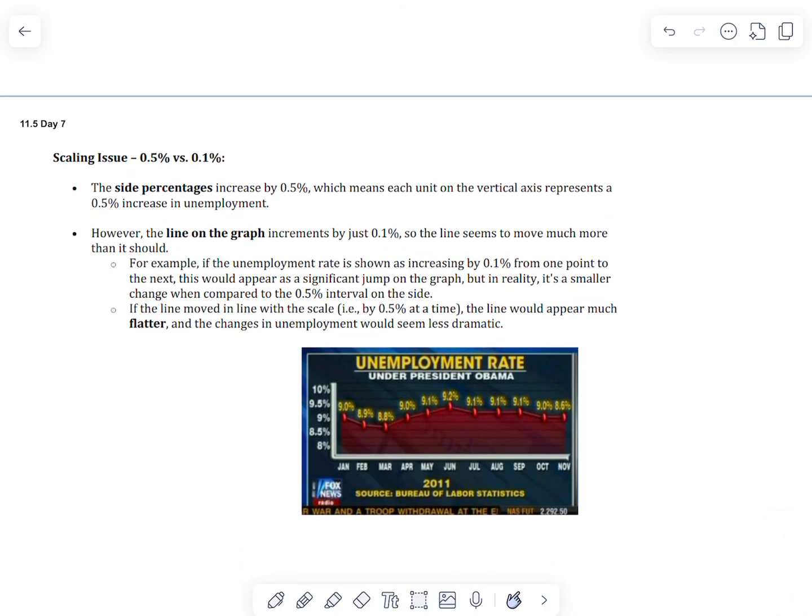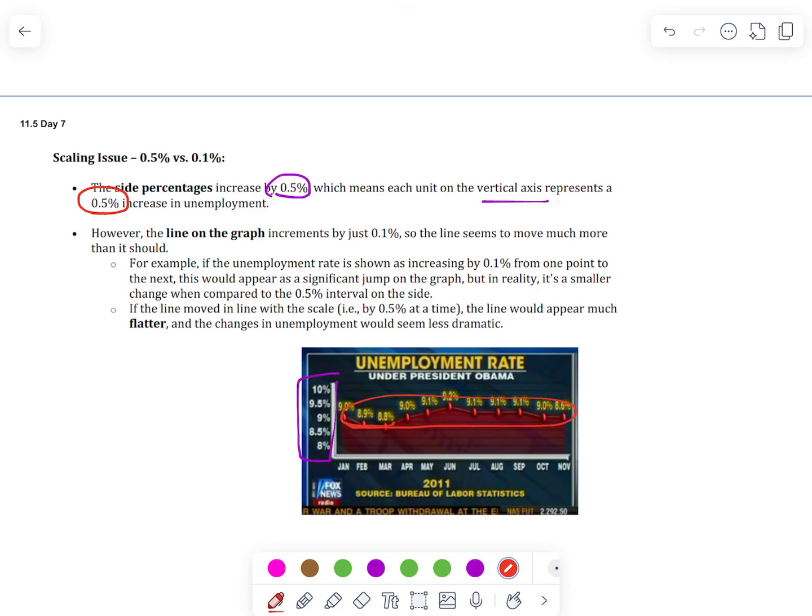The side percentages increase by 0.5% on the vertical axis again. So on the vertical axis, so that's this axis here, where the actual increase is 0.5% along here. The line graph increments could be flatter, so I'm just showing you that scaling again.